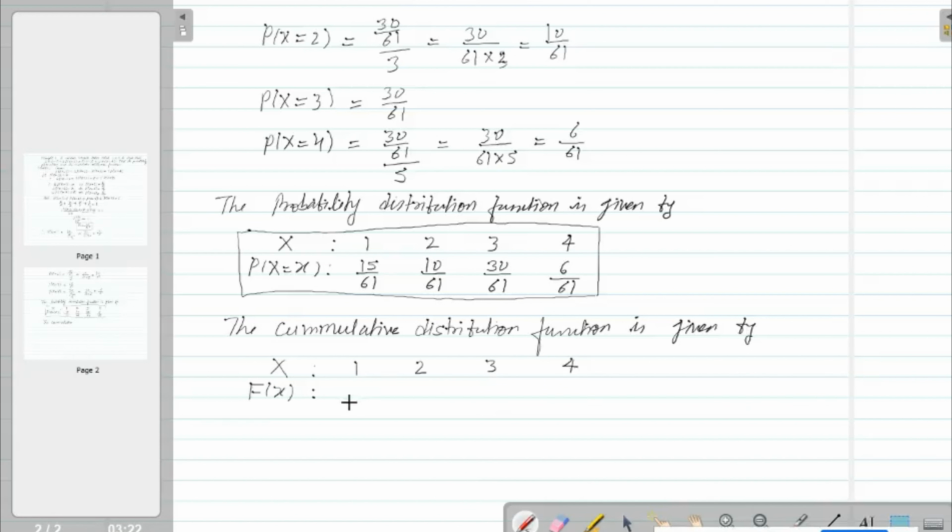Okay, 1 में क्या आएगा? सेम एज 1 में, 1 में यही आएगा, 15 by 61. और 2 में क्या आएगा? ये दोनों को ऐड करो, 25 by 61. और 3 में क्या आएगा? ये तीनों को ऐड करो, 55 by 61. अब चारों को ऐड करोगे तो कितना मिलेगा आपको? 1 आएगा. आएगा कि नहीं? पूरा ऐड करोगे तो 1 आएगा. सो दिस इज योर क्यूमुलेटिव डिस्ट्रीब्यूशन फंक्शन.